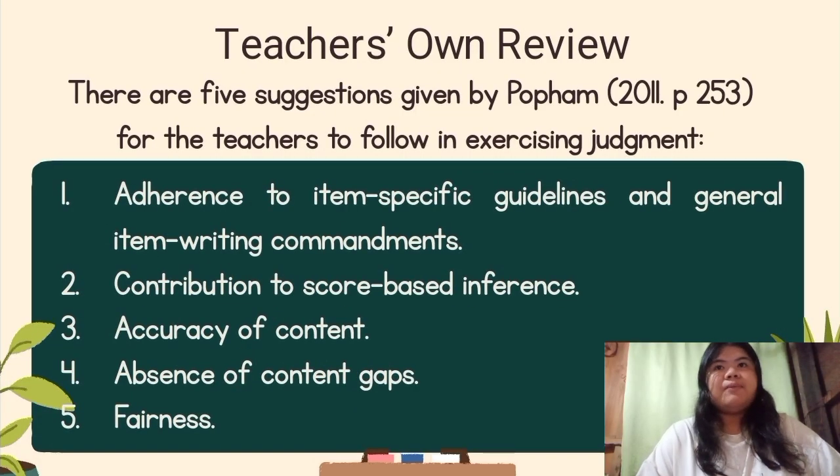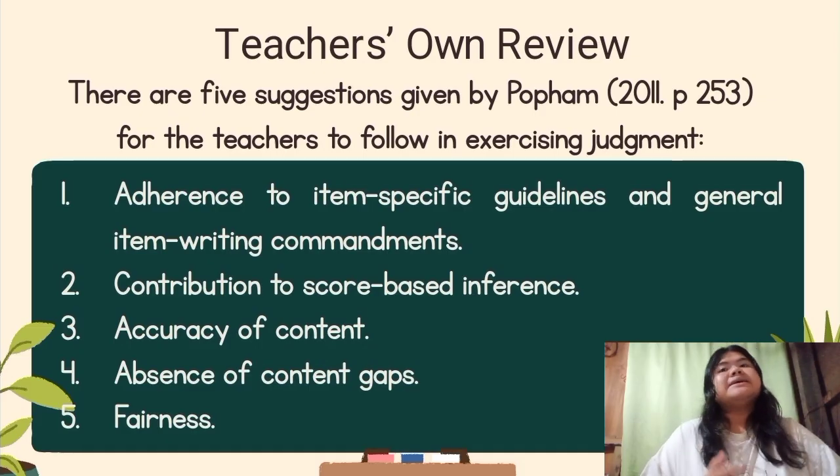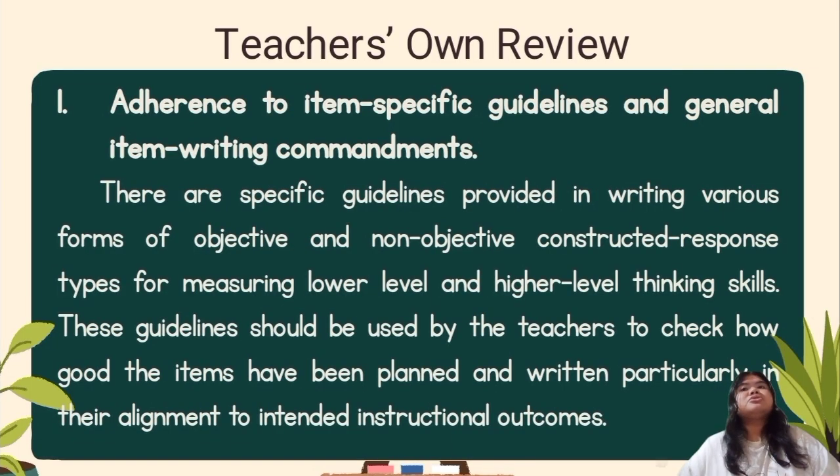Teacher's own review. There are 5 suggestions given by Popham for the teachers to follow in exercising judgment. The first one is adherence to item-specific guidelines and general item writing commandments. Second, contribution to score-based inference. Third, accuracy of content. Fourth, absence of content gaps. And fifth, fairness. So the first one is adherence to item-specific guidelines and general item writing commandments.